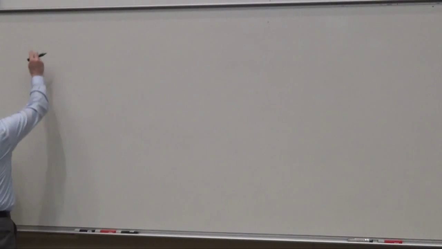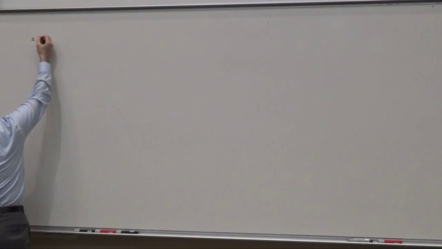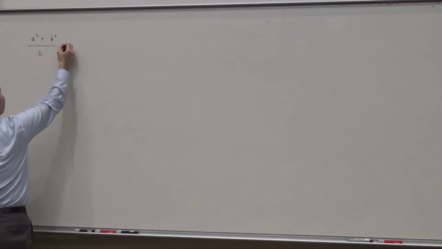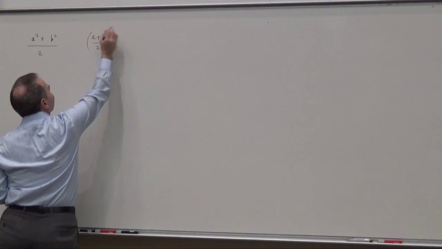First note one completely trivial fact. It's the following. If you have two numbers, A and B, and I take a look at the average of their squares, and compare this thing to the square of the average, this is bigger, by Jensen's inequality, if you wish.